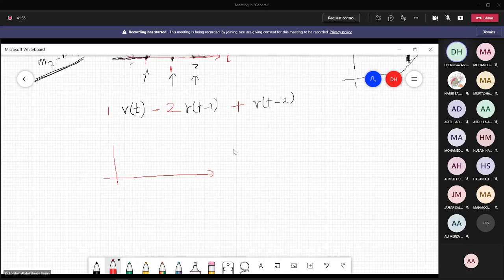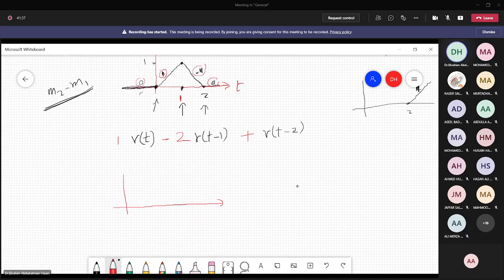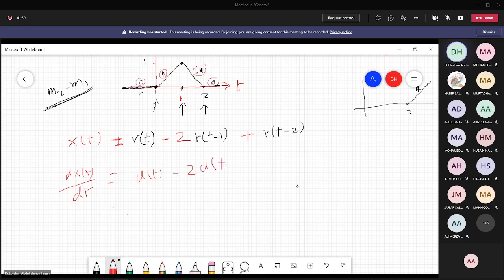The important thing is this became one expression. So then this is my x of t, one expression. So then if you want to find the derivative, dx of t by dt, it will be very easy, because the derivative of r is just equal to u of t minus 2 u of t minus 1 plus u of t minus 2.